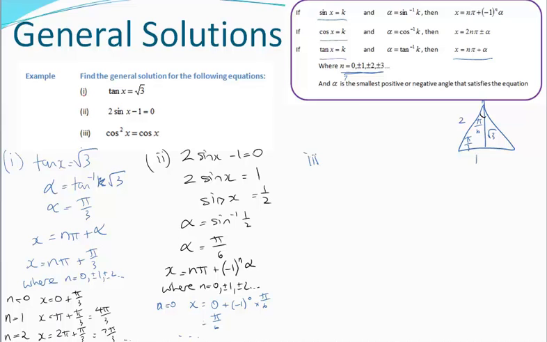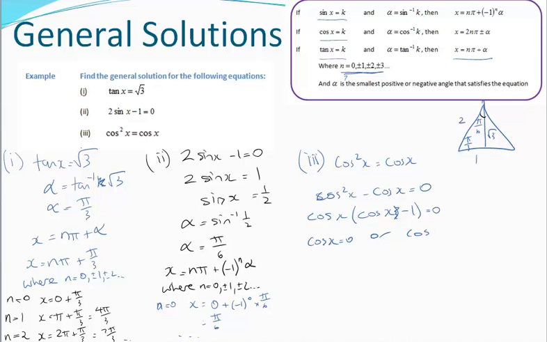So for number 3, we have cosine squared x is equal to cosine of x. So we can put these on the same side. Cosine squared x minus cosine of x is equal to 0. So we can take 1 cosine x out of this equation: cosine of x, cosine of x minus 1, is equal to 0. So either cosine of x is equal to 0, or cosine of x minus 1 is equal to 0, so cosine of x is equal to 1.